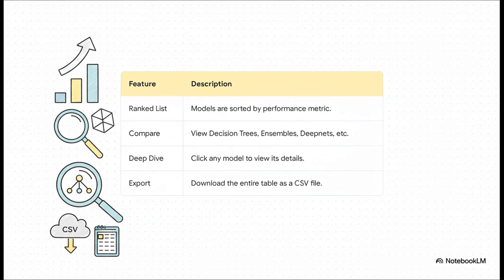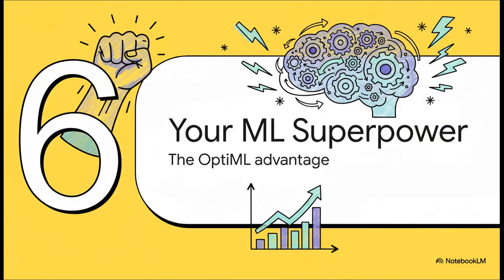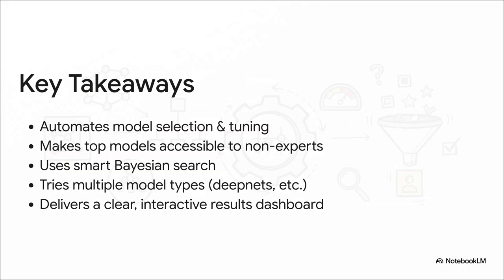So what does all of this mean for you? This isn't just another feature, it's a fundamental change in how you can build models. It's seriously like gaining a new machine learning superpower. So let's just summarize. OptiML automates the most tedious part of machine learning. It puts elite modeling techniques into the hands of non-experts. It uses a smart search to efficiently find the best models, evaluates everything from deepnets to ensembles, and presents it all in an interactive dashboard so you can confidently pick the winner.